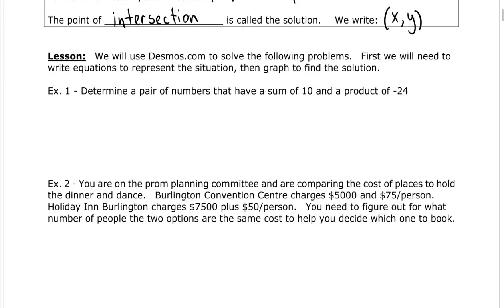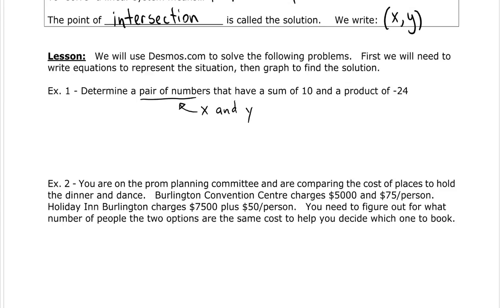Okay, so we're going to use Desmos to help us do this, as we're using technology to help us with this section. So example 1, determine a pair of numbers that have a sum of 10 and a product of negative 24. So if we're going to deal with a pair of numbers, I might need to define some variables. So why don't I define x and y to be those two numbers.